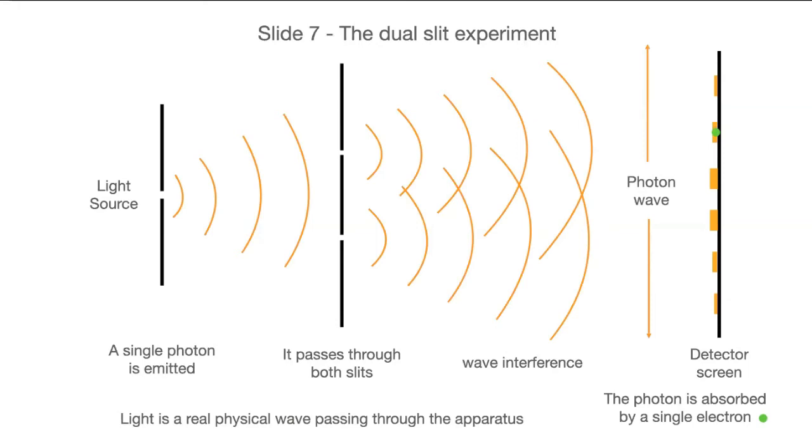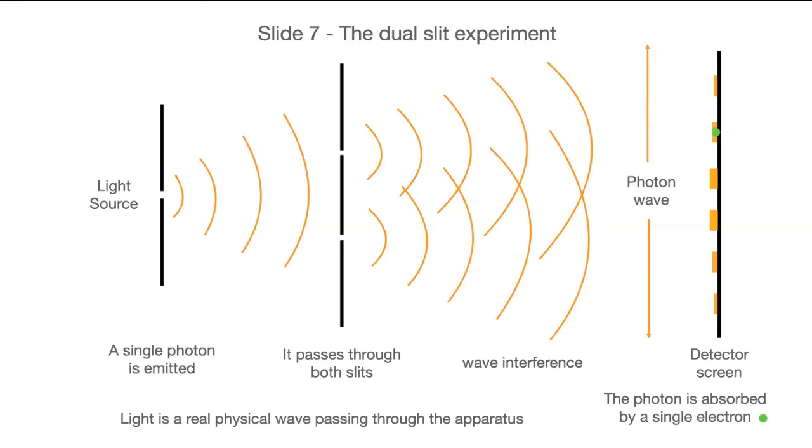And here we see a single photon is emitted from the light source. It passes through both slits, and so you get wave interference. And the photon wave arrives in the vicinity of the detector screen. So this detector screen could be a photographic paper. And at the point of detection, a single electron on the detector screen will absorb the entire photon wave.